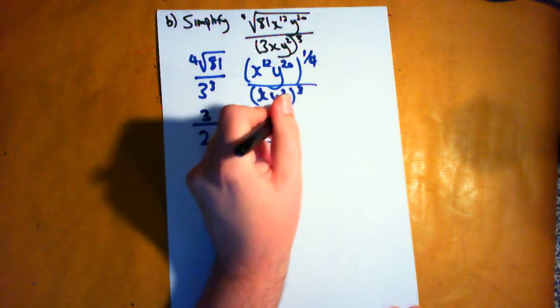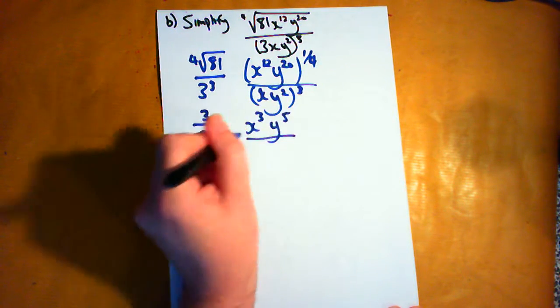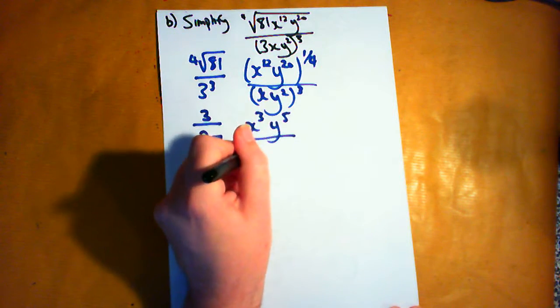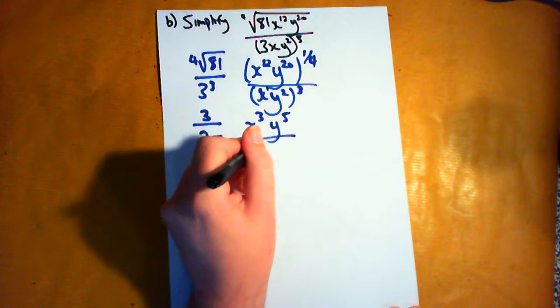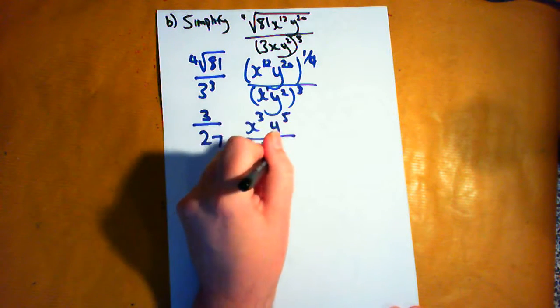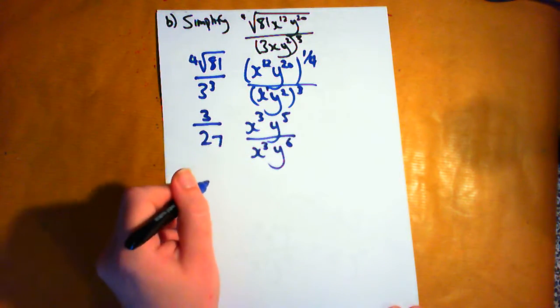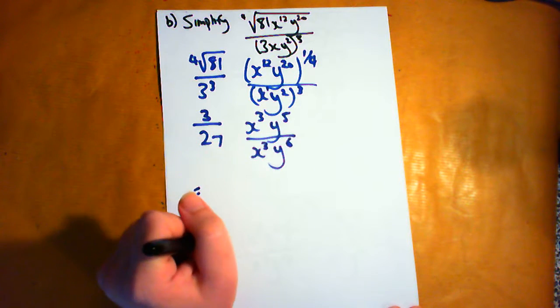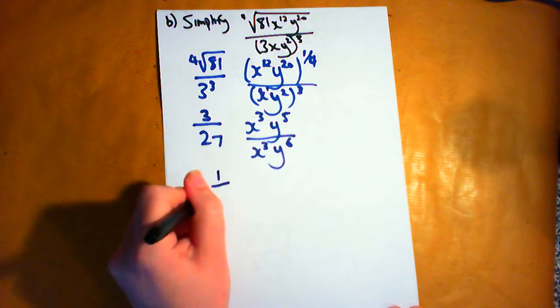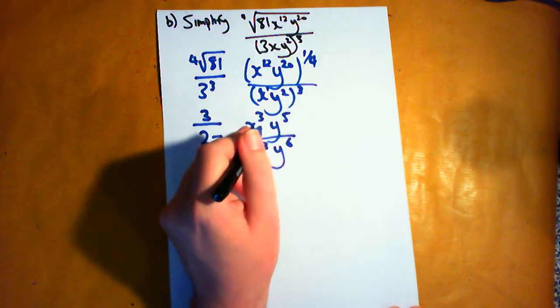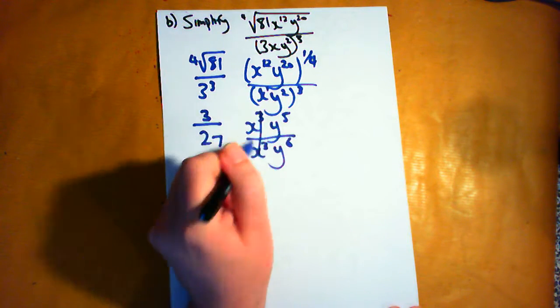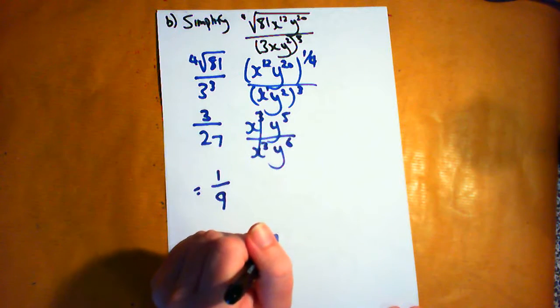y to the 20 times a quarter is 5, divided by x to the power of 3, because we've got x to the 1 inside that bracket. So that's x cubed, y to the power of 6. 3 over 27, simplify that, we get 1 over 9, x cubed over x cubed, same power top and bottom, those cancel.